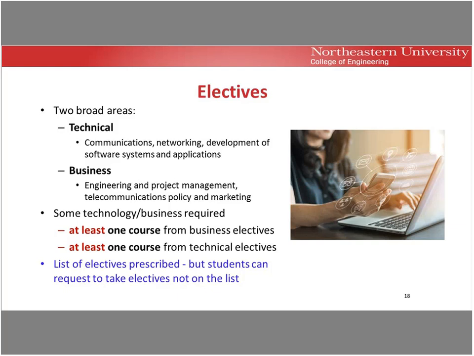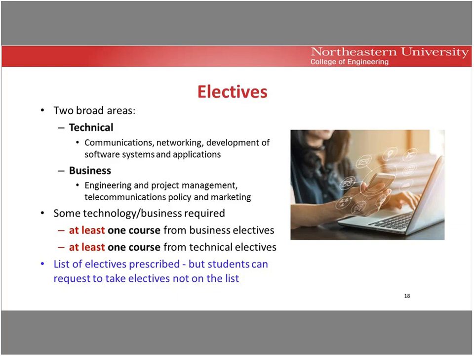Now, there is a prescribed list of electives, which we set up, and that's available in the catalog for each academic year. But students can also request to take electives not on that list. So if you contact me and there's a course that a student wants to take, I will review the course and then let you know whether or not you can take that course. But that's quite common. A lot of our students take courses, for example, from computer science.